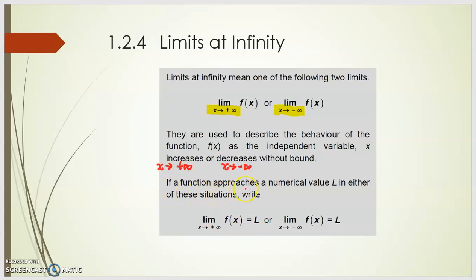If a function approaches a numerical value L in either of these situations, we write the limit of f(x) as x approaches positive infinity is equal to L, or the limit of f(x) as x approaches negative infinity also equals L. So we can write it equal to L if the function approaches a numerical value of L.